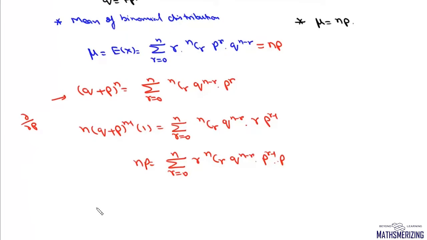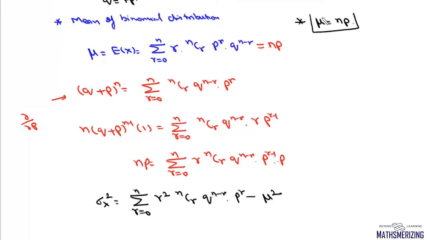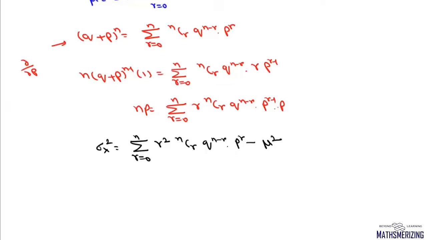Now we know that the variance of the binomial distribution is the summation, r varies from 0 to n, r square nCr q to the power of n minus r into p to the power r, minus mu square. Mu is n into p. So we'll find this summation. In order to find this summation, we'll use this result and multiply it with p.